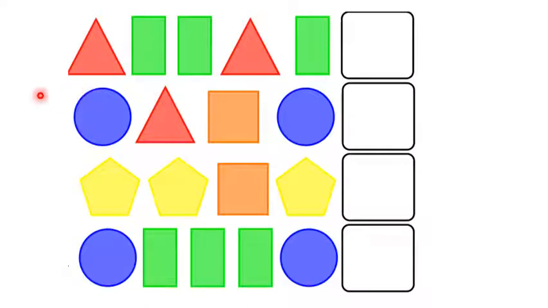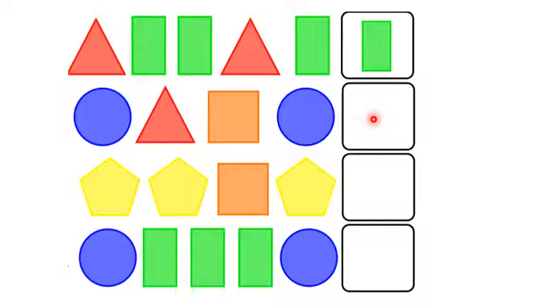Let's try some. This time I want you to say what comes next. So we've got triangle, rectangle, rectangle. Triangle, rectangle, rectangle. You're right. If we think about the rhythm, we go triangle, rectangle, rectangle. What about this one? Circle, triangle, square. Circle, what do you think comes next?